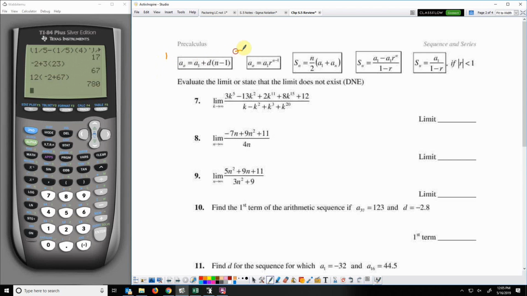Formula 1, 2, 3, 4, and 5. So we're starting with limits, which actually don't even use any formulas.